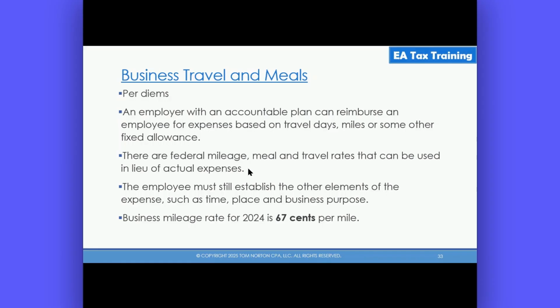And the business mileage rate for 2024 is 67 cents per mile. That will be tested on the EA exam. You want to commit that to memory. 67 cents per mile for 2024.